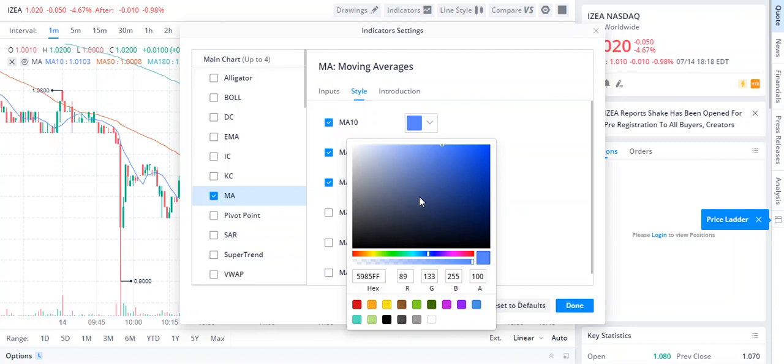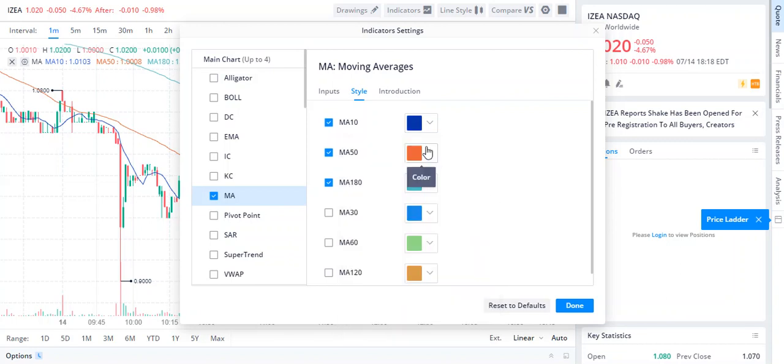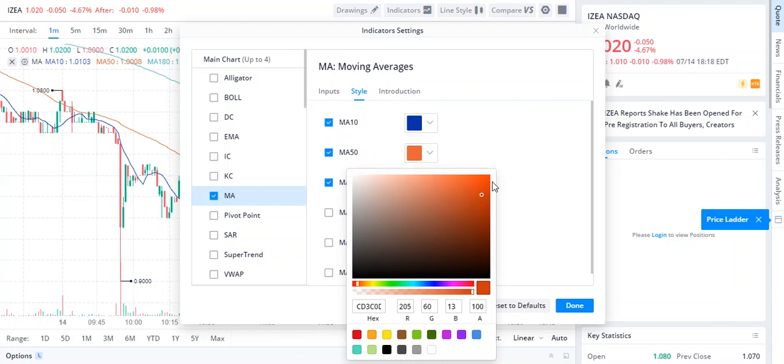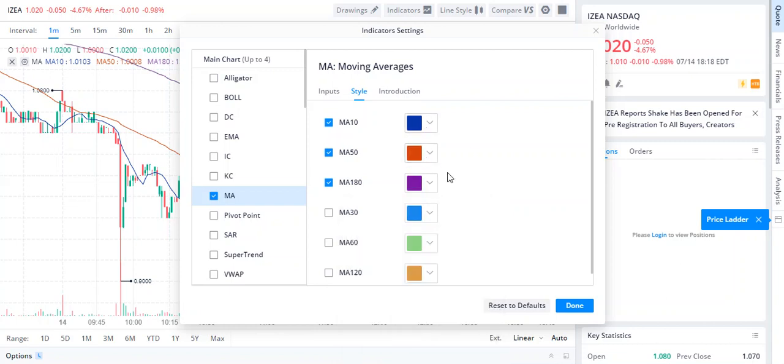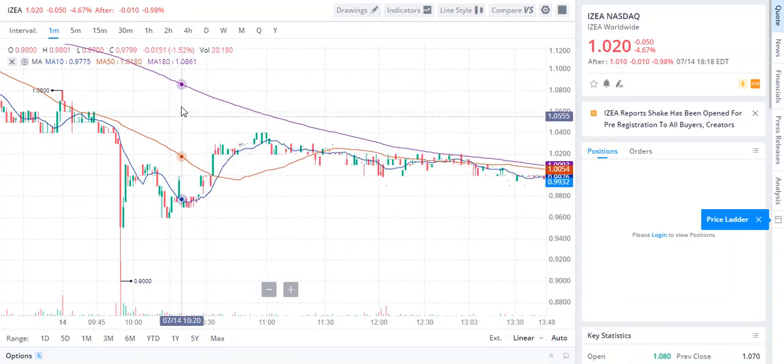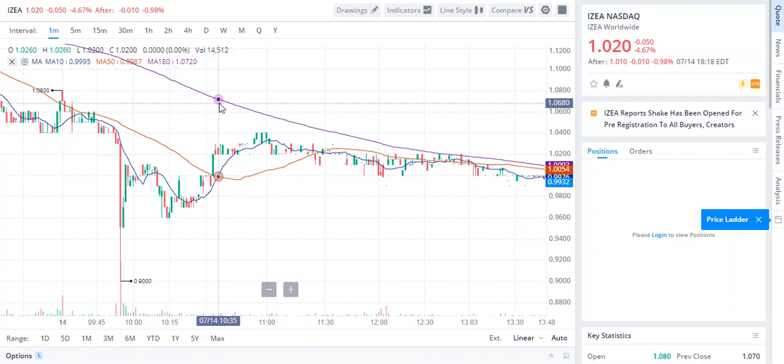So what I'm going to do is, let's see, it's going to be a white background screen. So I'll do dark blue, I'll do orange, and let's do a purplish looking color. So we have dark blue, darkish orange, and that purple. So now you're going to press OK, and as you can see, you got your dark blue, your dark orange, and your purple. So these are your moving average lines.